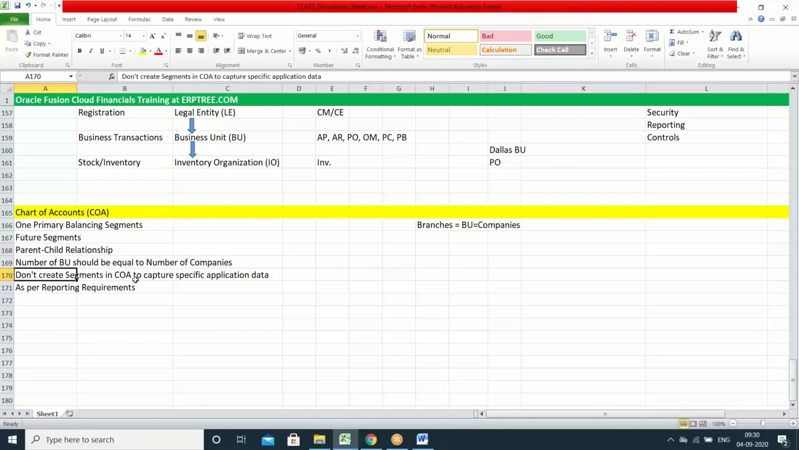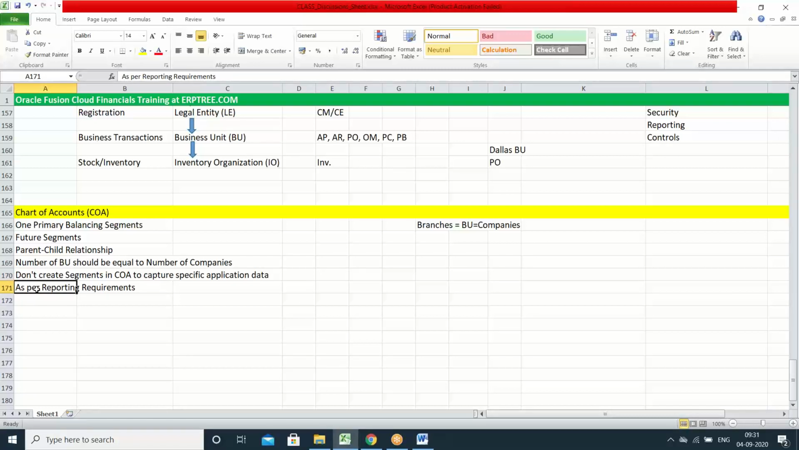Don't create segments in the chart of accounts to capture specific application data. If you are creating one segment that is going to help capture data for particular applications only, don't take that as a segment into the chart of accounts. If you take the company, that would be useful in all the applications. If you take the department, it will be useful in all. Whatever you are taking as a segment should be useful in many applications. Then only take that as a segment into the chart of accounts.